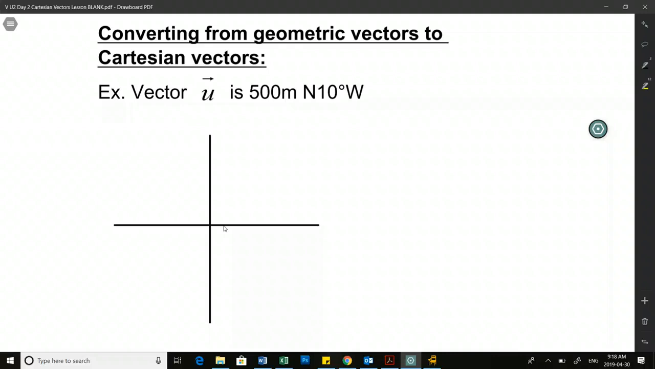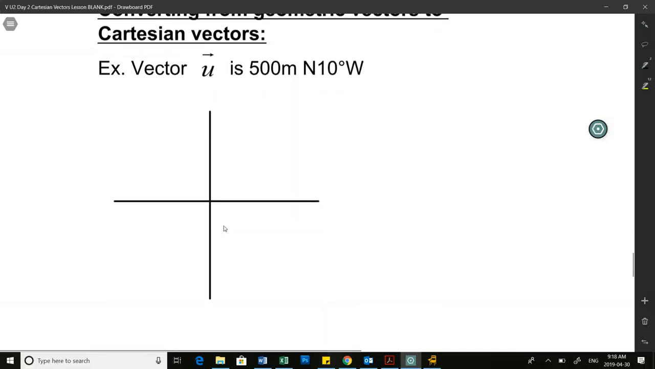Oh, yeah. Okay, good. Okay, converting geometric vectors to Cartesian vectors. The question in all of your minds, right? You were lying awake last night thinking about this. I did think about that. Did you? That's good.